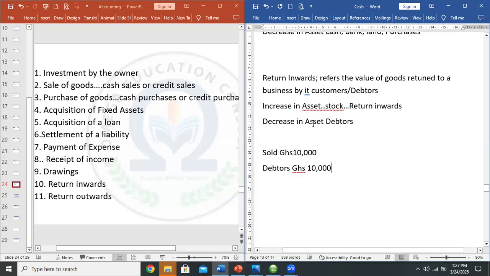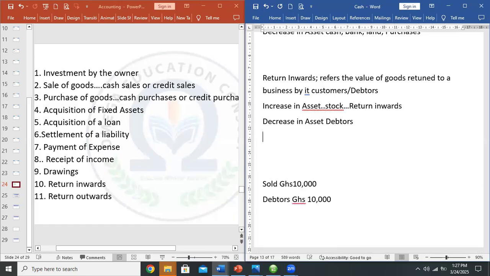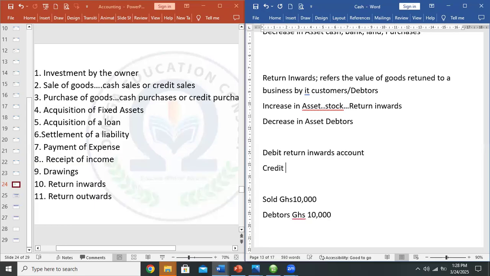So let me do a summary here for you. Anytime there's return inwards, you debit return inwards account, and then you credit the debtor. So if the name of the debtor is given, that's what you use for the account, but you credit that debtor.